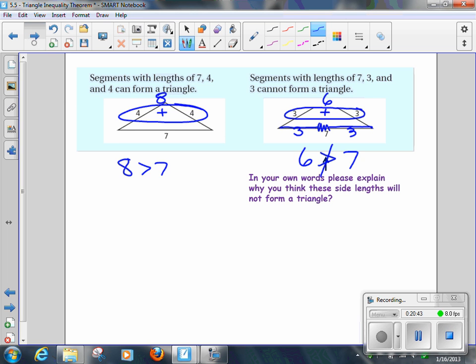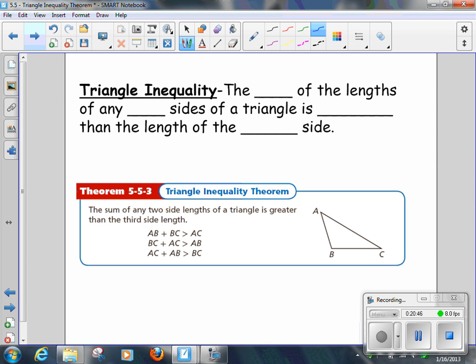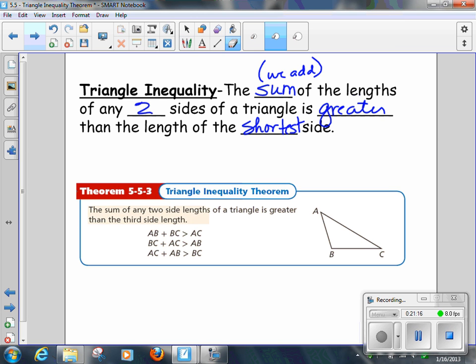Dr. Obvious, that's why. The triangle inequality theorem says that the sum, what do we do when we take the sum of two numbers? We add. When we add the lengths of any two sides of a triangle, the sum of the lengths of any two sides of a triangle is greater than the length of the shortest or third side. Does it say? Yep, it says third side.